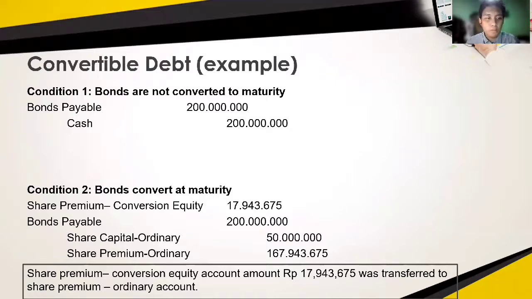Share capital ordinary we get from 1,000 convertible bonds converted into 100 shares with a par value of 500 rupiah. So we get 50,000 million rupiah.